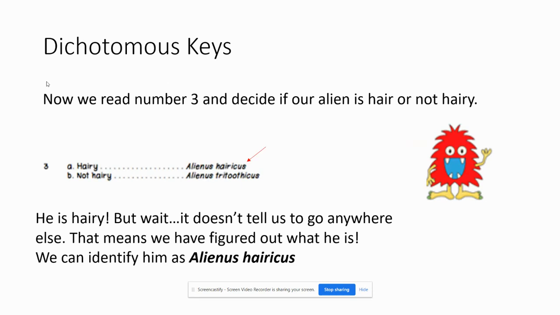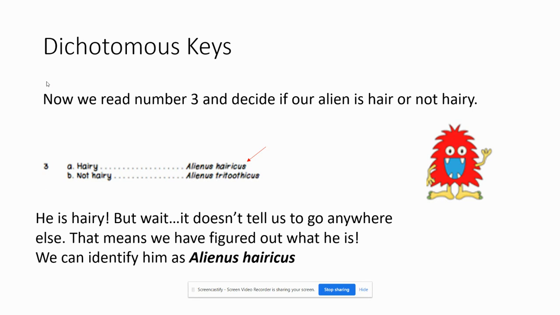So now we read number 3 and decide if the alien is hairy or not hairy. So we would choose A or B. And once again, he is going to be choice A. He is hairy. So we look over beside all the little dots, and we see that it says Alienus hairicus. That means that that is his scientific name.